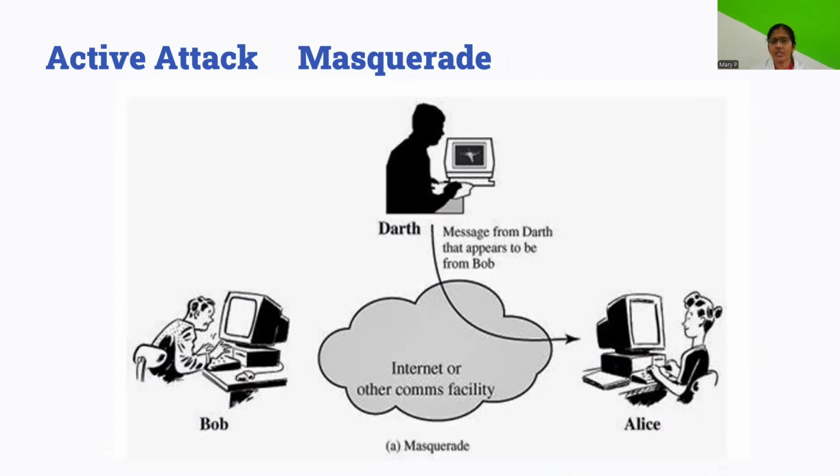So what is masquerade? Masquerade is nothing but an opponent acting as a sender. One entity pretends to be another entity. That is called masquerade. Here, Bob wants to send information to Alice, but Bob does not really send any information. An opponent acts as Bob and sends the message to Alice. Alice thinks this information is coming from Bob only. She doesn't know that it is coming from the opponent. So this is called masquerade.